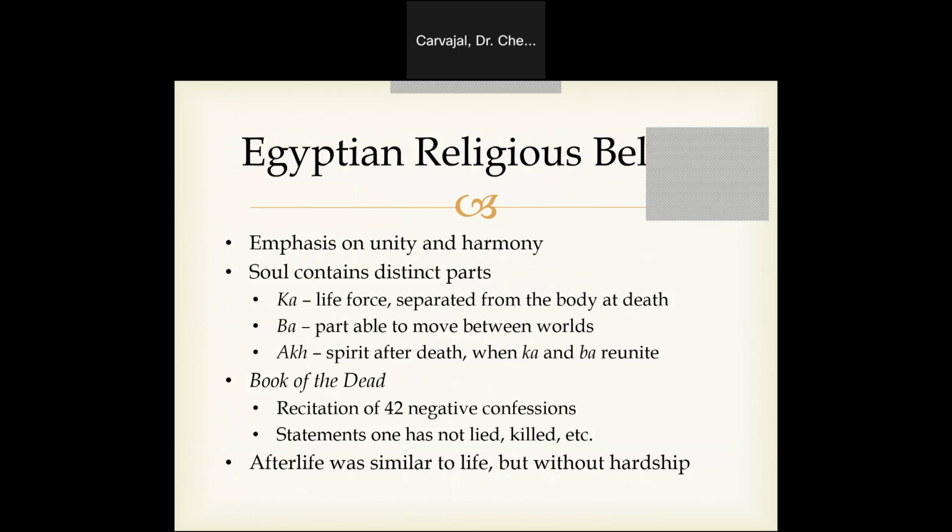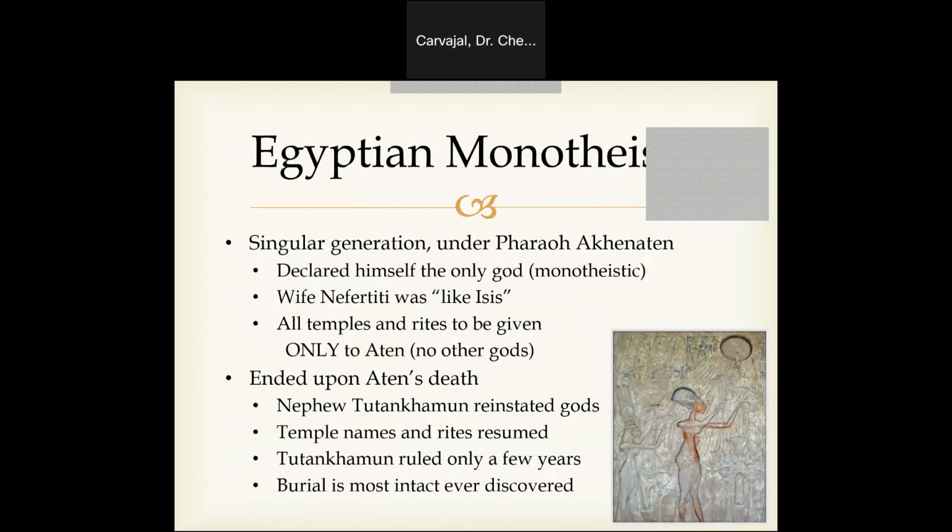With Greeks, it's going to be quite different. So it may be something to think about too. And then we get to monotheism. It's the only time that the Egyptians were monotheistic, which was during the reign of Pharaoh Akhenaten. He decided that there was only one God and it was him.